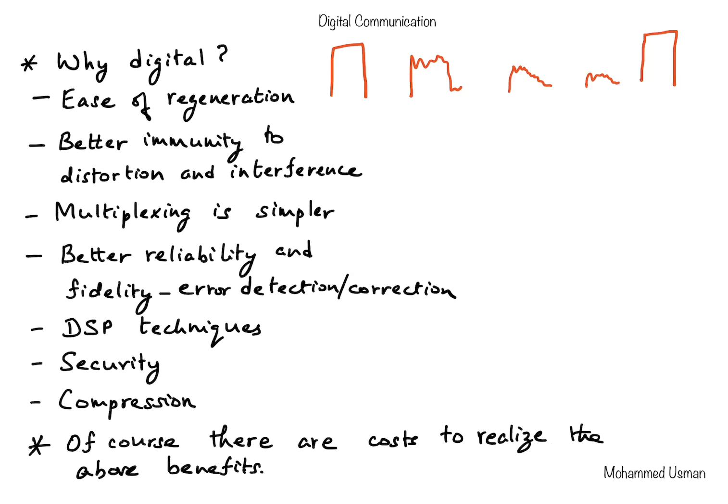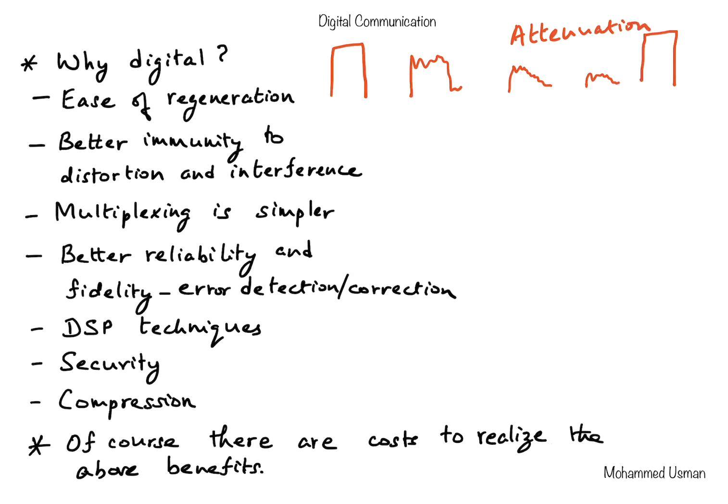The second advantage is that it has better immunity to distortion and interference. So if you notice here, one of the effects that has happened is that as the pulse is propagating through the channel, it is getting weaker and weaker. That means it's getting reduced in amplitude, and we call that process attenuation. So that is called attenuation.